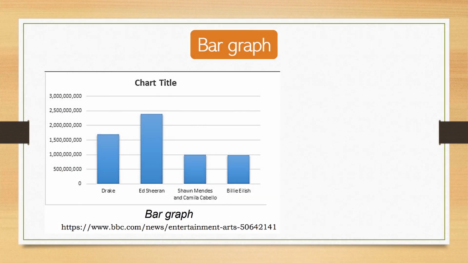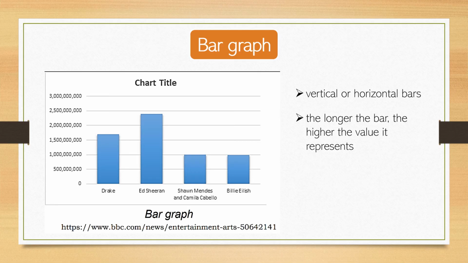A bar graph uses either vertical or horizontal bars to show the data it represents. These bars do not touch each other. The height of the bar indicates the value it represents. The longer the bar, the higher the value it represents. The shorter the bar, the lower the value it represents.